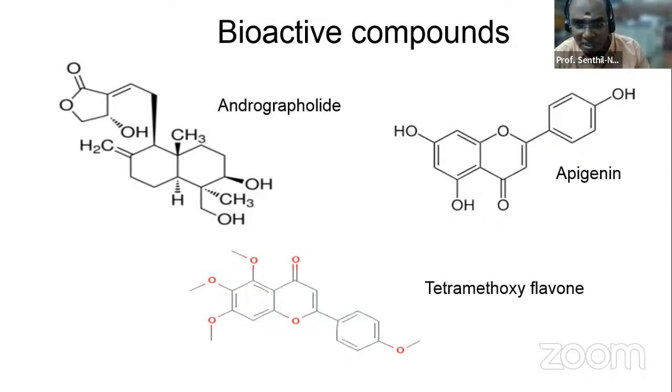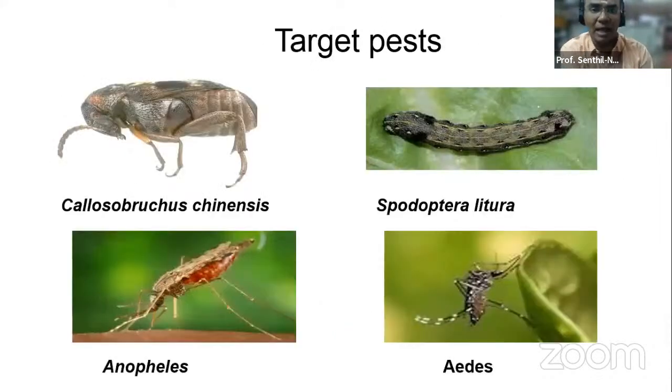and apigenin and tetramethoxyflavone. These three compounds are invariably available in that particular extract. So these are the target pests of that particular compound: Callosobruchus, Spodoptera litura, and Anopheles. These are mosquito species, two important mosquitoes which transmit yellow fever, dengue, and malaria. So that's Anopheles and Aedes: Aedes aegypti and Anopheles stephensi.